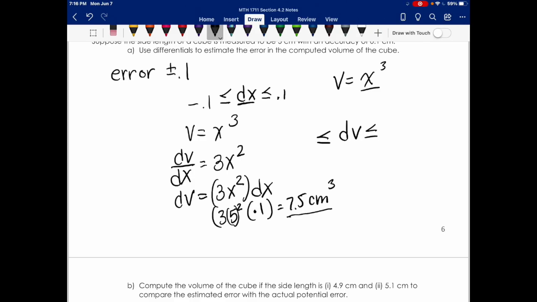If I overestimate by 0.1, this is saying that the volume is going to be overestimated by about 7.5 centimeters cubed. Now, if I change this and I just put a negative 0.1 here, so I underestimate it by 0.1 centimeters, then that means I'm going to underestimate my volume by 7.5 centimeters cubed.